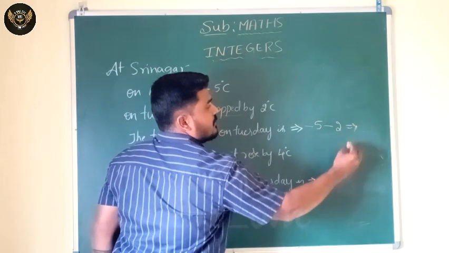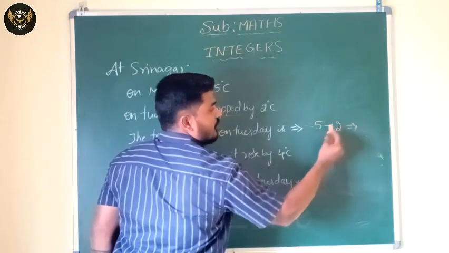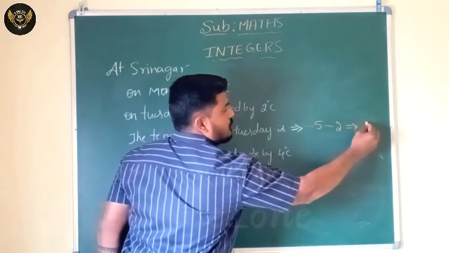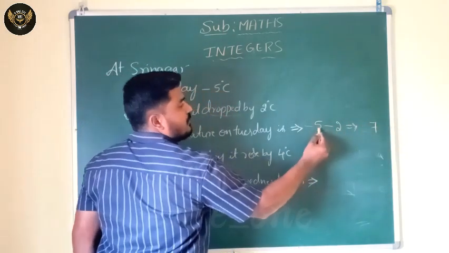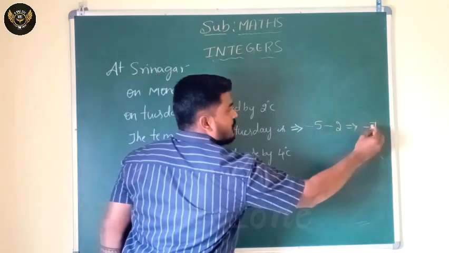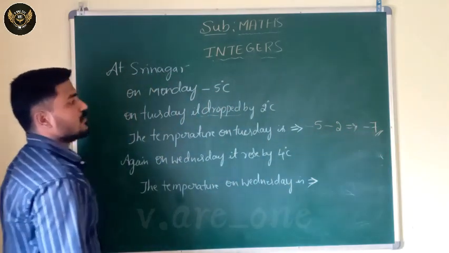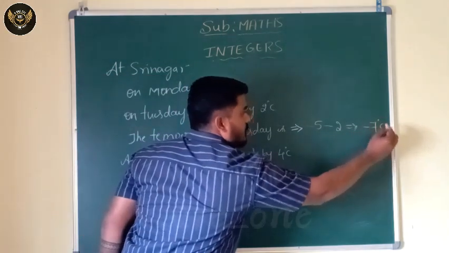Then the answer is -5 -2 becomes, when the numbers both have minus, we have to add the numbers. 5 plus 2 becomes 7. The greatest number is 5. It has a sign minus. So the temperature on Tuesday is -7 degrees Celsius.